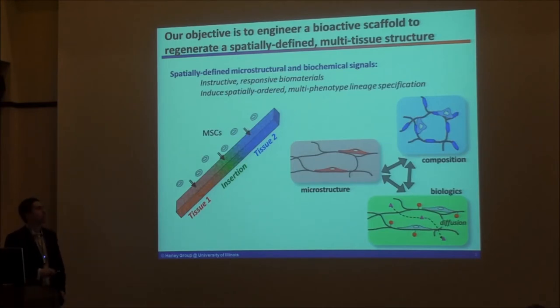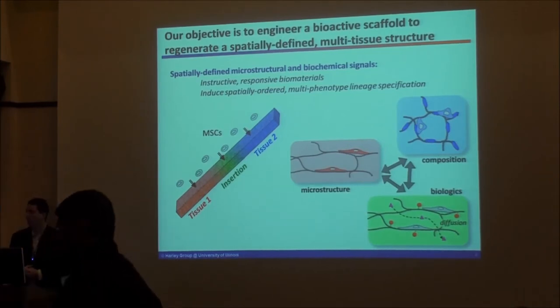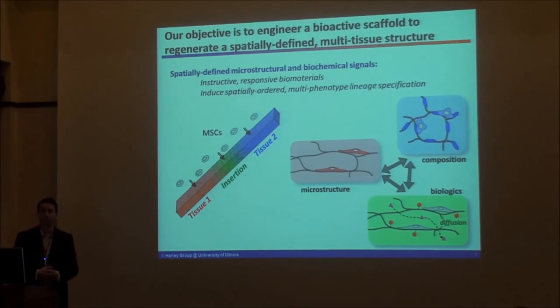The paradigm that we follow in our lab is to use instructive, responsive biomaterials, and we want to induce spatially ordered multi-phenotype lineage specification of some type of progenitor cell seeded onto this material. We have a variety of properties that we can play around with. We look at the microstructure. Certainly for a tissue like tendon or ligament, we know that the alignment of the tissue is important for its mechanical properties. We can look at the composition. For example, when regenerating a tissue like bone, it's important to integrate some sort of mineral phase, most likely a calcium phosphate phase, as a biomimetic approach. And finally, we want to integrate biologics into the material, so presentation of biomolecules such as growth factors, in order to further drive bioactivity.